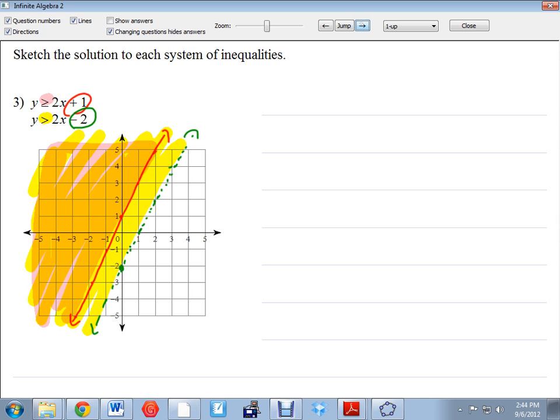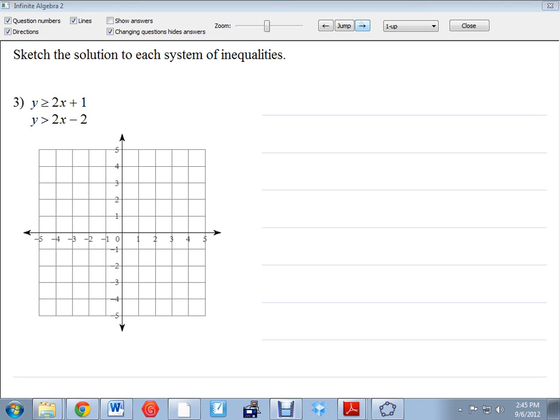And so the actual answer to this is the pink area that we had shaded first. It's the orange now because it was shaded already, and the yellow area didn't really add anything to it. So this is kind of a special case where the second equation doesn't really affect the overall view of this graph. There are several other types of similar situations.